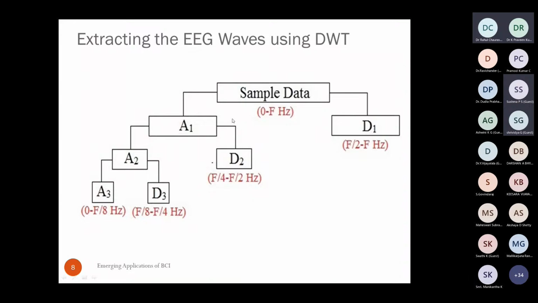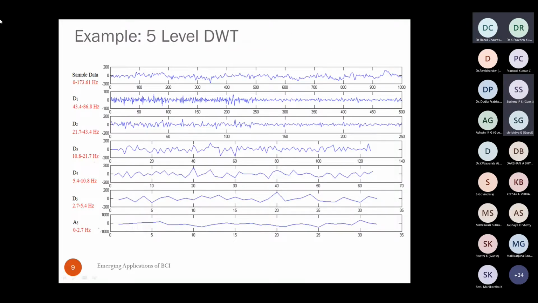So this is the method of dividing the signals into subcomponents. DWT is the most commonly used method. There are different kinds of wavelets. Haar wavelet is there, and other kinds of wavelets are there, so you can use any one of them. So this is the example. This is the sample data.